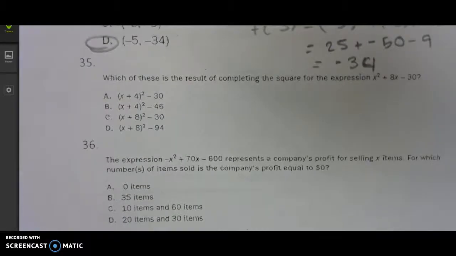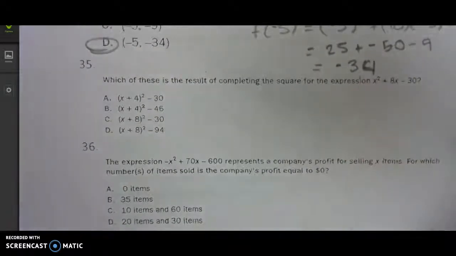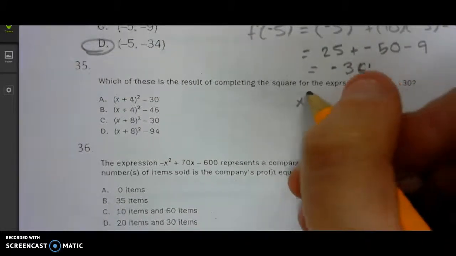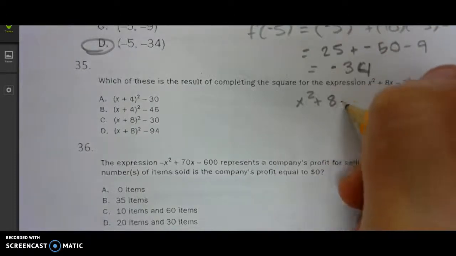Which of these is the result of completing the square for this expression? So we haven't really talked about this one much. I'm going to show you how to do it on here. We skipped it because there's probably 1 or 2 of these on the test. But if you're watching this, you can get it. Not terribly hard, but kind of confusing. So watch closely.